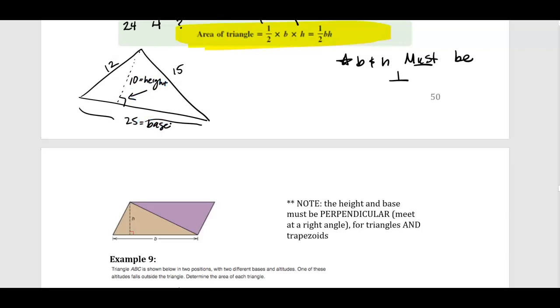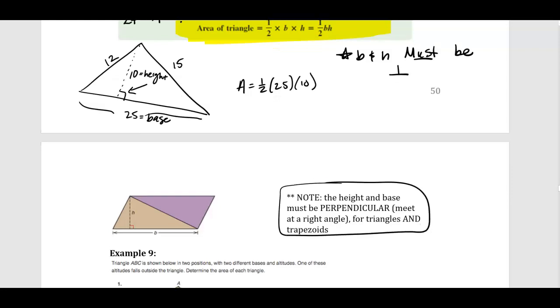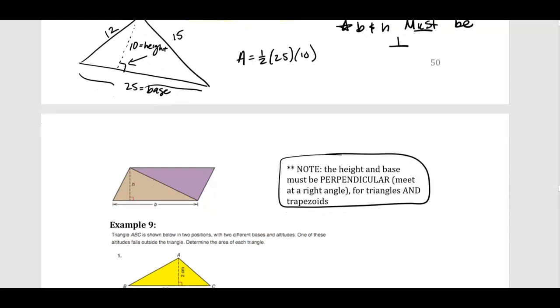It has no bearing, like the fact that the 10 is sort of up and down isn't what makes it the height. The right angle is what makes it the height. So I would do 1/2 the base of 25 and the height of 10 in this example. The note is already on your notes, but you could highlight that since it's important.